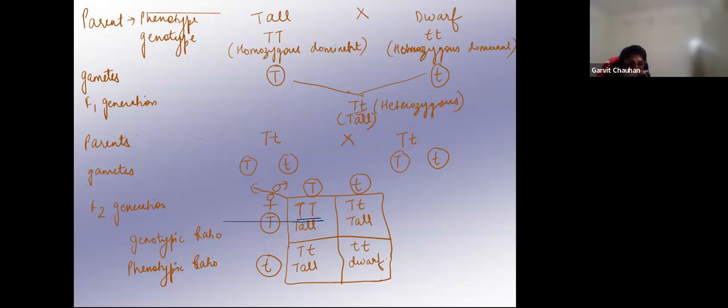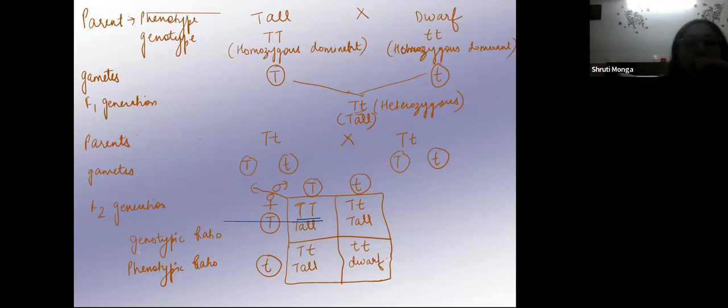No, ma'am. So for capital T, capital T, I have written 1 because I find it only once in the box. Now capital T, small t, how many are there in the box? Two. Capital T, small t in two boxes. One is here, other is here. So 2. Small t, small t, how many? Only 1. So the genotypic ratio comes out to be 1:2:1 for monohybrid cross.